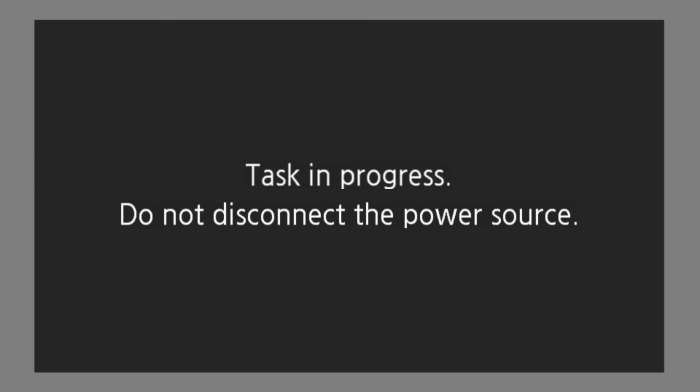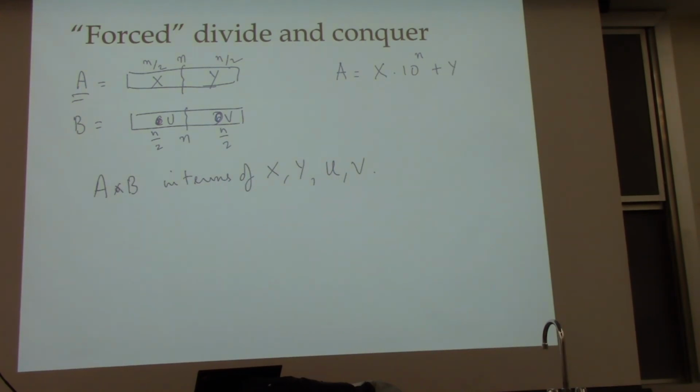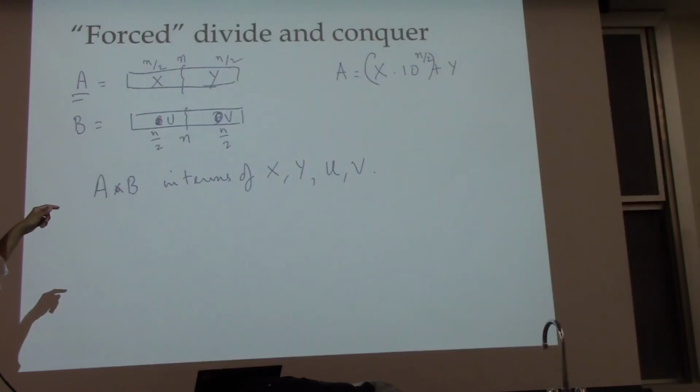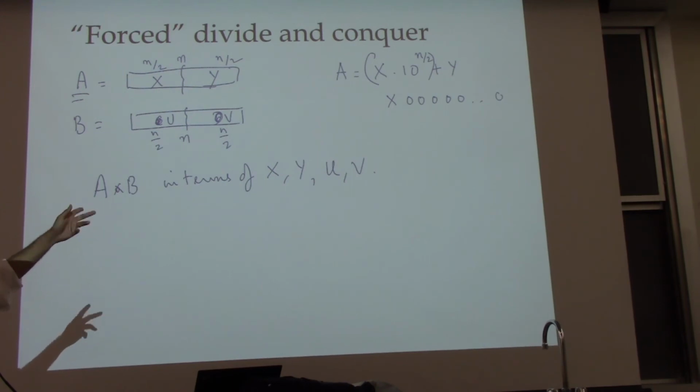So you're saying A is X times 10 raised to n by 2, plus Y. Right, so it's the number of digits. So this number is basically X followed by n over 2 zeros. And to that if you add Y, then you get X concatenated with Y. So that's A. Once you have such a representation, now we know how to do this, right? So this is X times 10 raised to n by 2 plus Y, times U times 10 raised to n by 2 plus V.